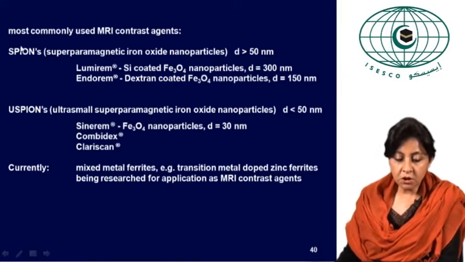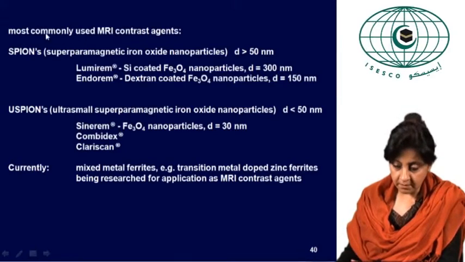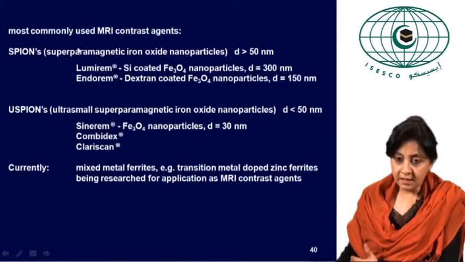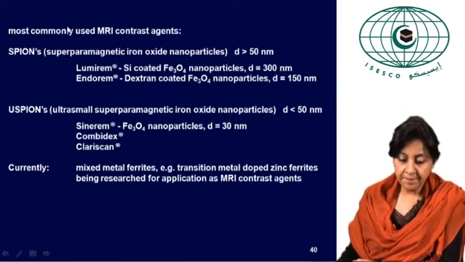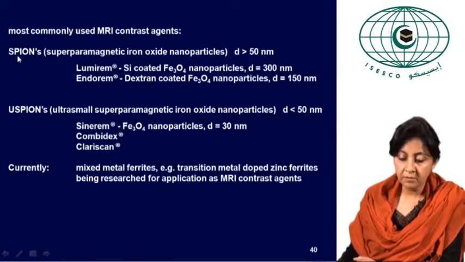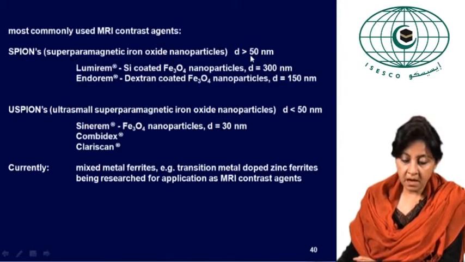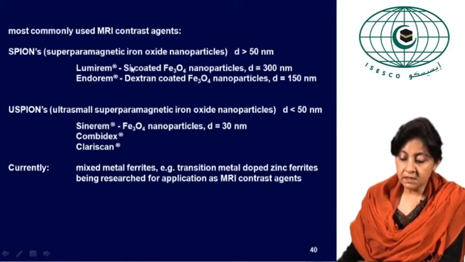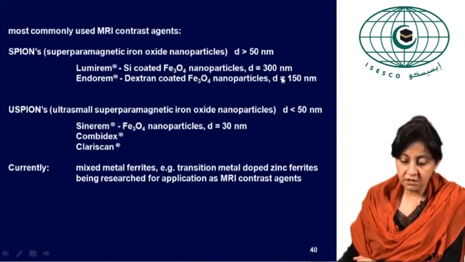So MRI is most commonly used in biomedical diagnostics, and it is now a commercially available technique. The contrast agents that are most commonly used are SPIONs, which are superparamagnetic iron oxide nanoparticles of diameter larger than 50 nanometers. These have been produced commercially, and these are the commercially registered names: Lumirem and Endorem. Lumirem consists of silicon-coated magnetite nanoparticles of diameter about 300 nanometers, and Endorem are dextran-coated magnetite nanoparticles of diameter 150 nanometers.